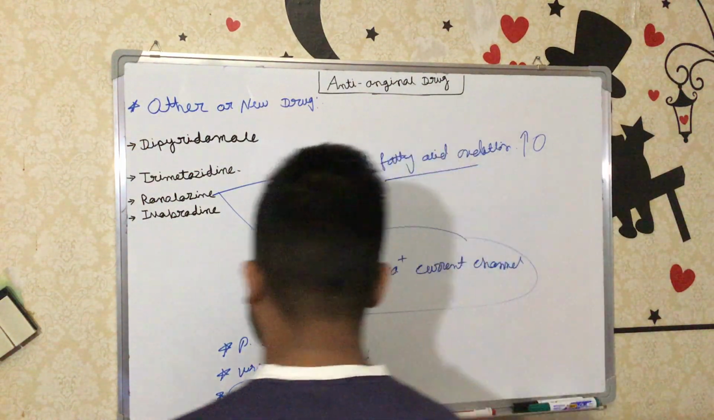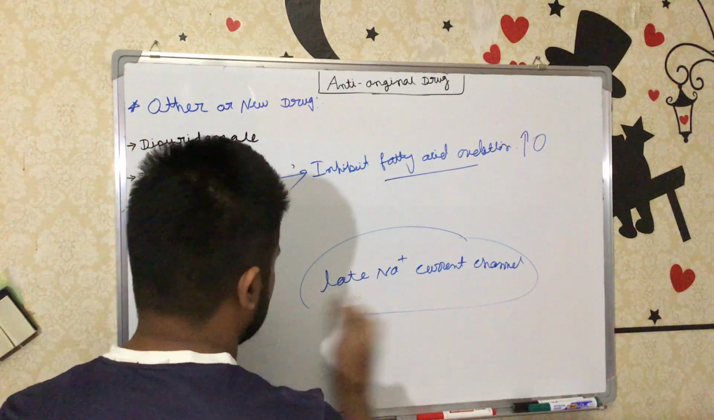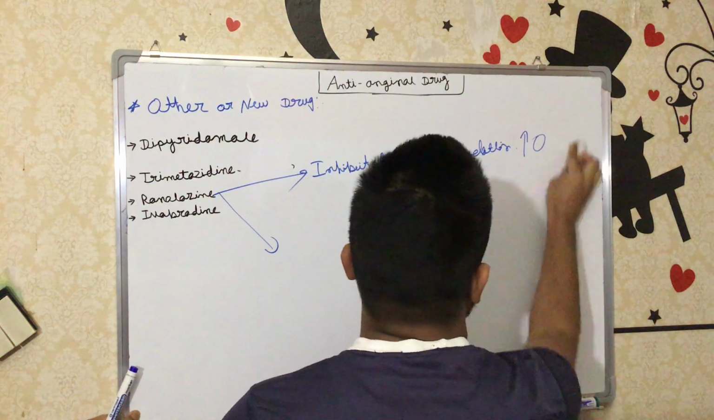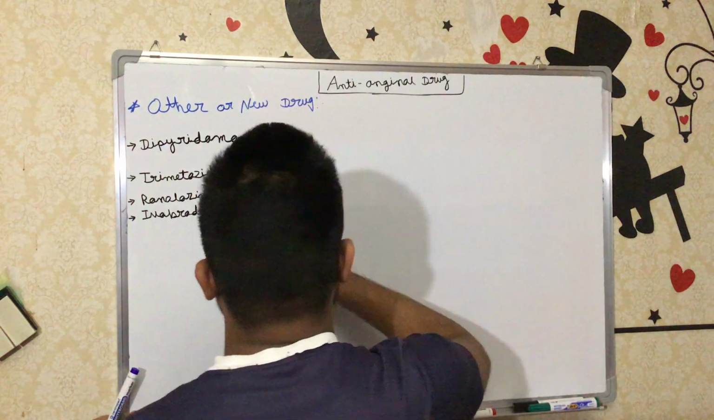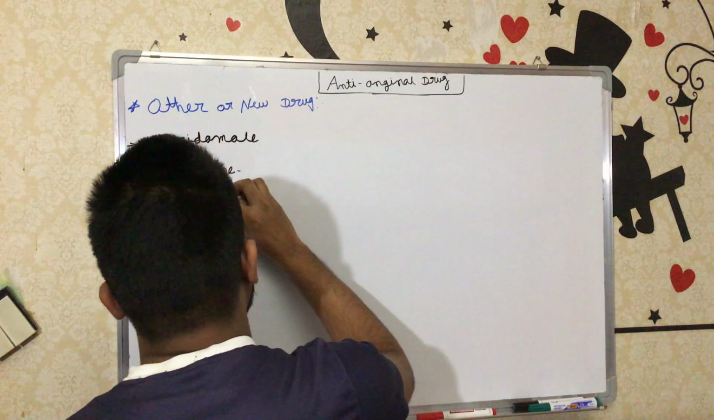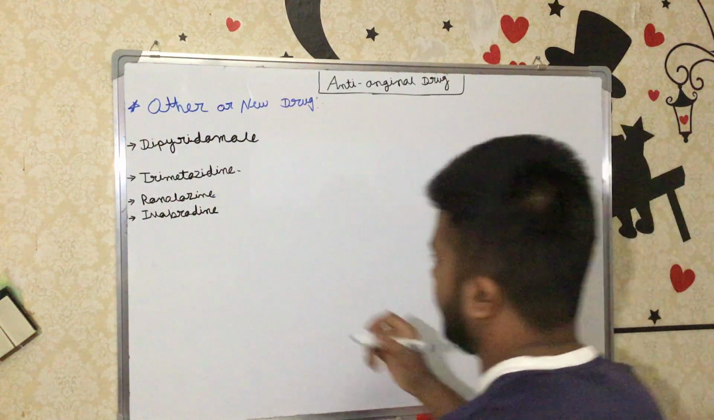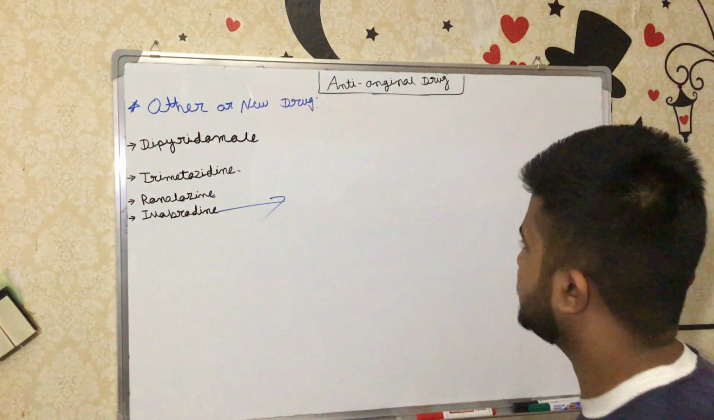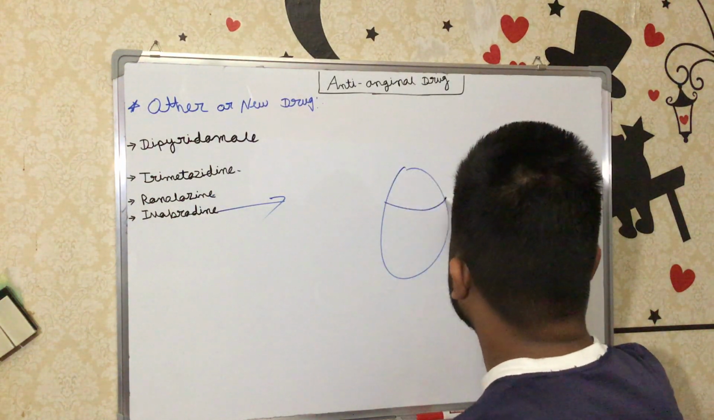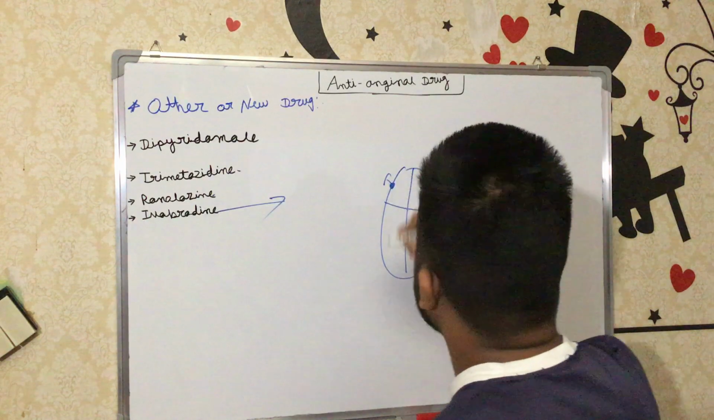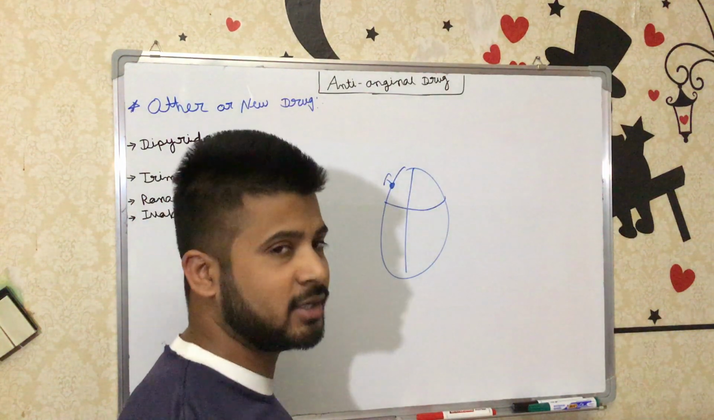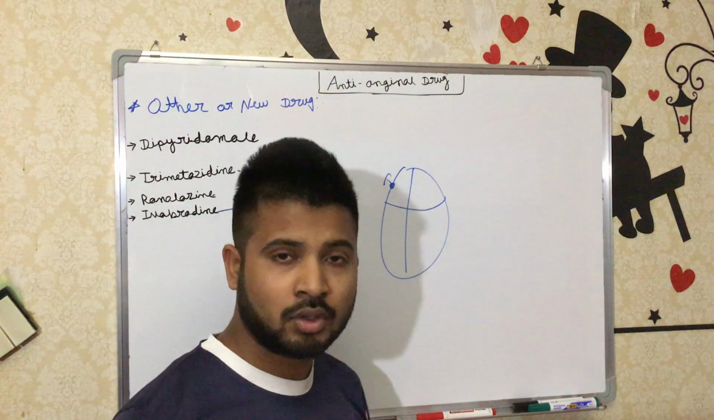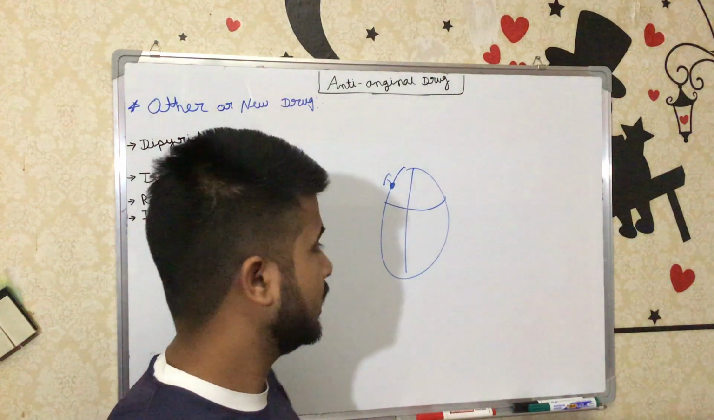Let's talk now about the last one, ivabradine. Ivabradine has a very interesting mechanism. This drug inhibits the funny current channel, which is situated in the heart. It acts like a beta blocker, though actually it does not involve the beta receptor at all; it is a separate channel in the heart. For example, this is the heart and this is the SA node. As we know, the SA node has automaticity; it depolarizes automatically without any stimulation. It also has beta 1 receptors, so whenever the beta 1 receptor is stimulated, it will be stimulated.